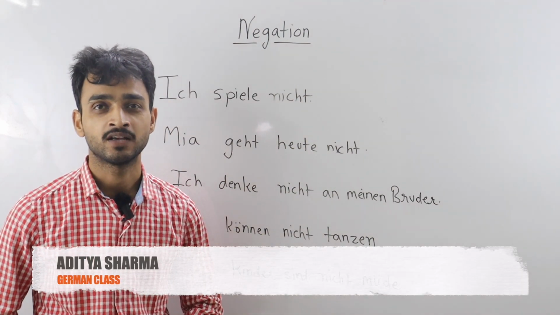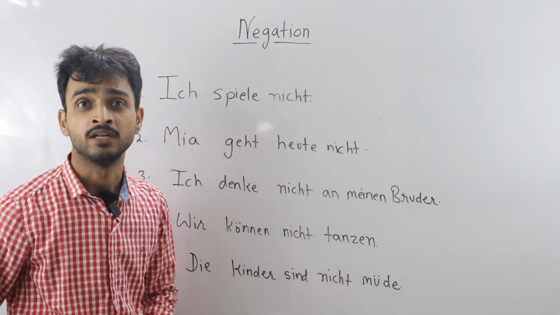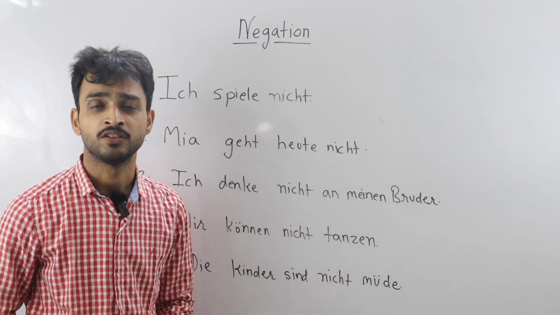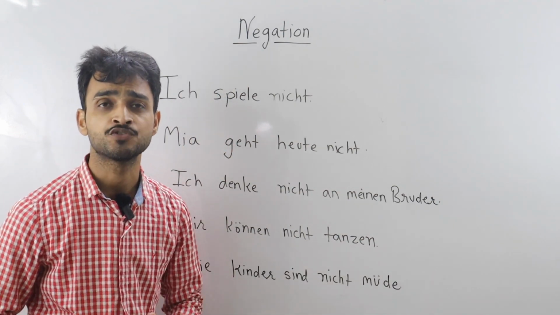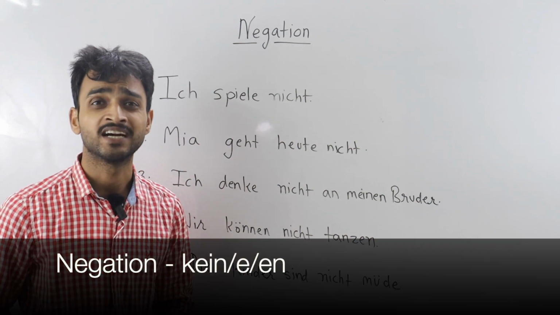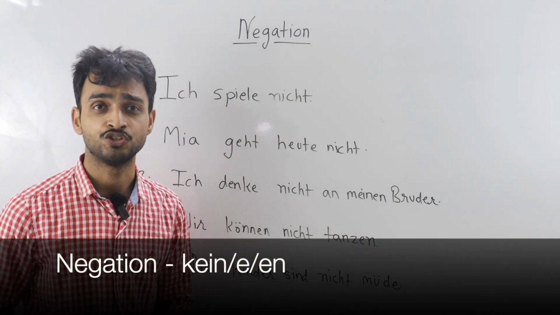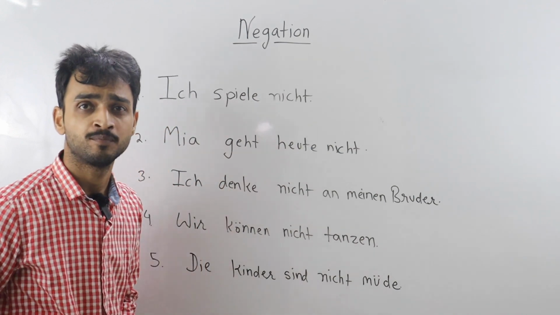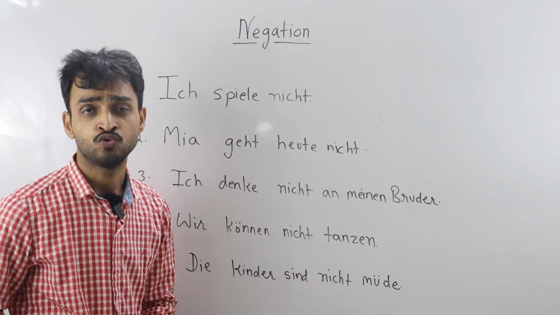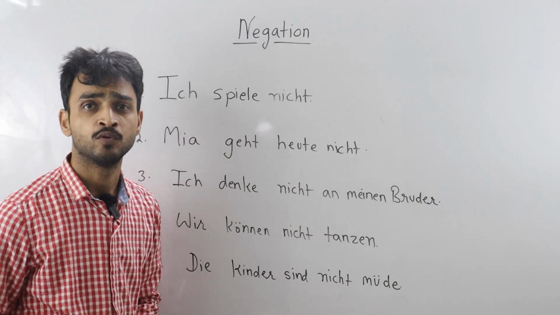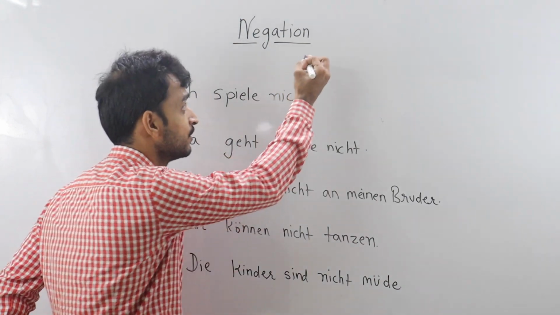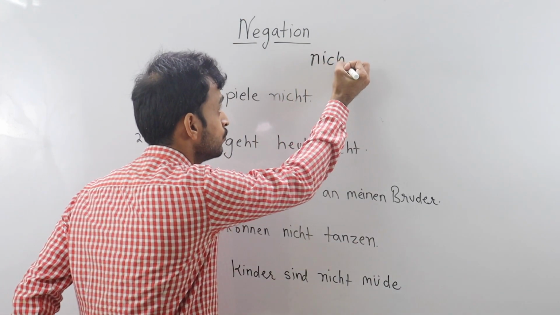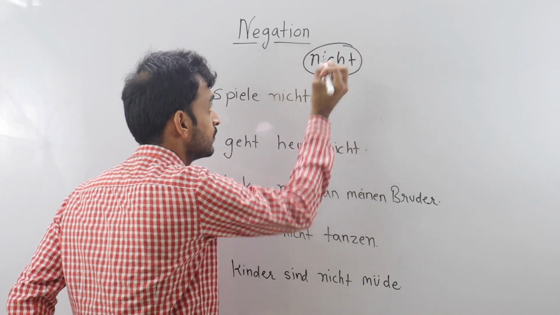In today's class we learn Negation, negative sentences in German. There are different types of structures when we talk about negations or negative sentences in German. I have written few examples here. With the help of these examples we learn how to make negative sentence with the help of nicht. First we are learning how to use nicht in a sentence.